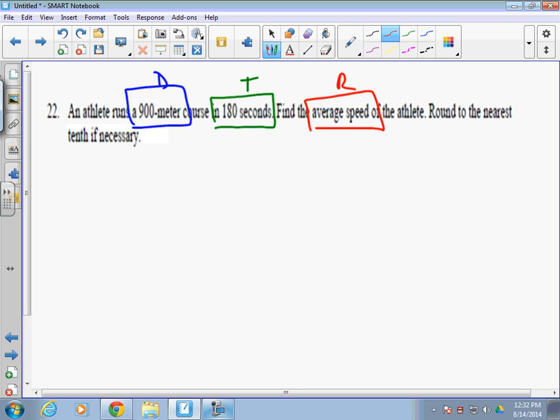So you're using a formula that says rate equals distance over time. Again, speed equals miles per hour. That's the easiest one to remember. So rate equals something over something. We're going to put our distance, which is 900 meters, over our time, which is 180 seconds.